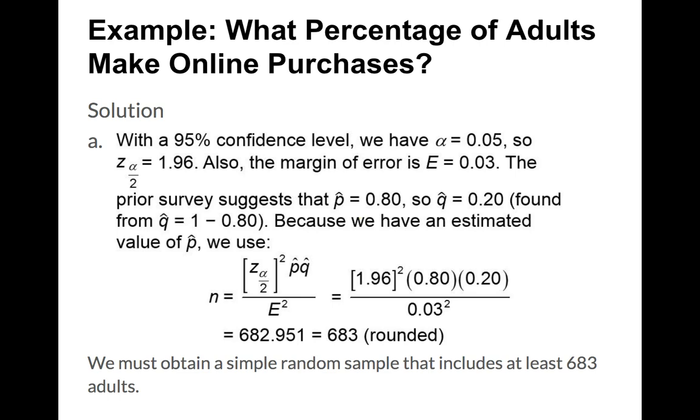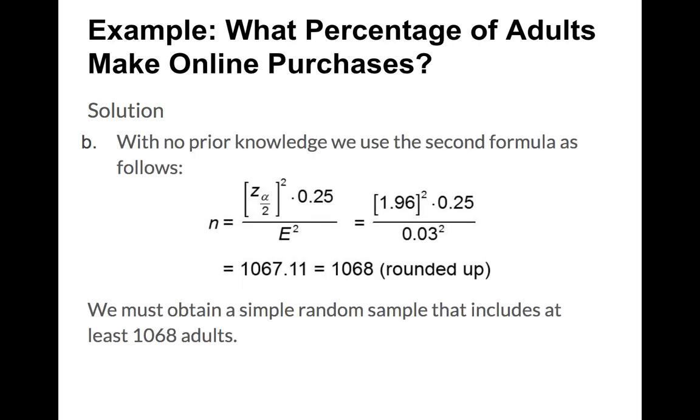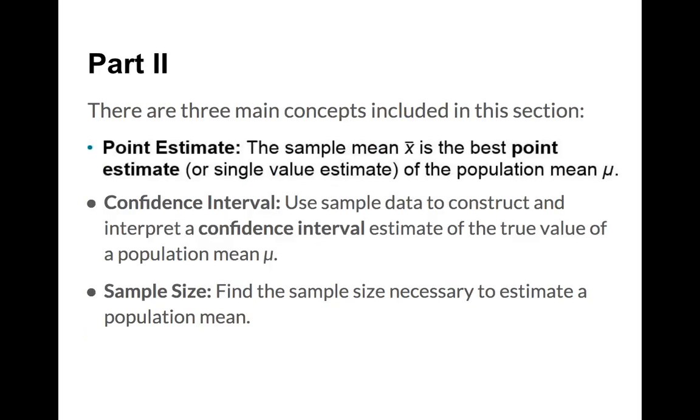So notice the difference. 683 when you had that estimate, 1,068 when we don't. Having a prior estimate is really helpful, but again, not necessary. 1,068 is not that many, considering this is a sample about the entirety of, we'll say, American people. We'll stick with America. Okay. So that's it for confidence intervals for proportions. They're really simple. Follow the formula for error, and you're good to go.